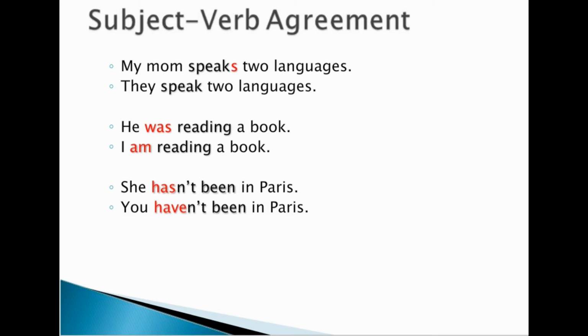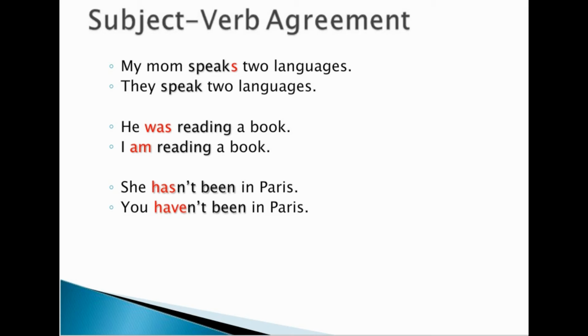In the first sentence, the verb takes an ending S. Why? Because the subject mom is a singular subject, and the rule states if you're using the verb speak in simple present tense, you must add an S to the verb because the subject is a third person singular. In the second sentence, the subject is plural, they. Therefore, the verb speak does not need any endings.